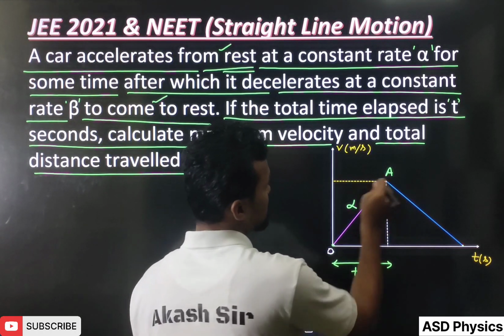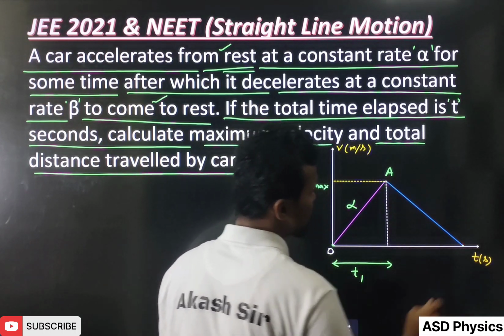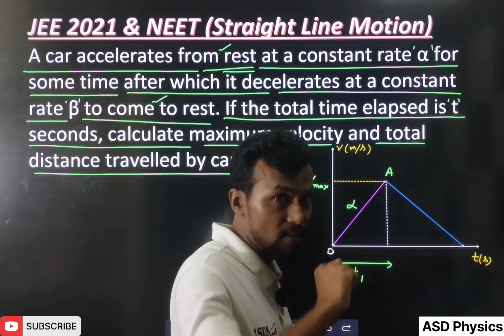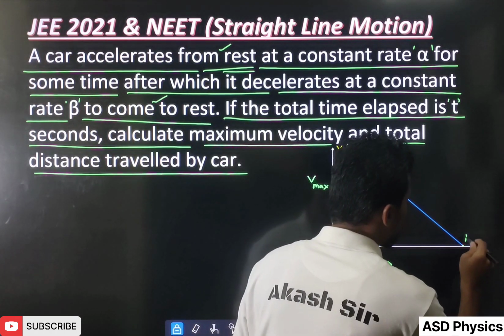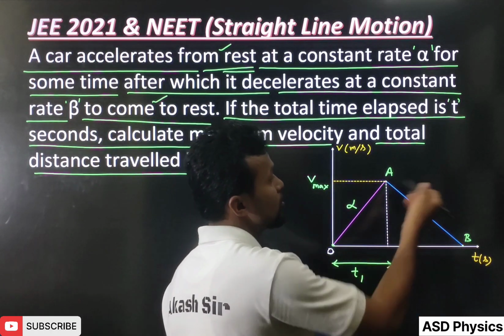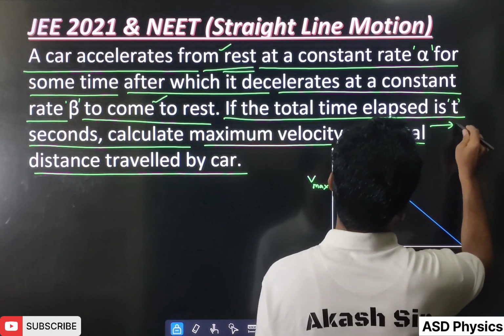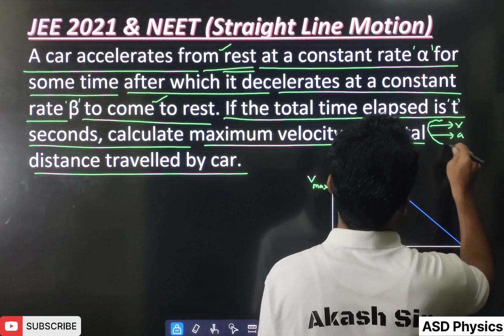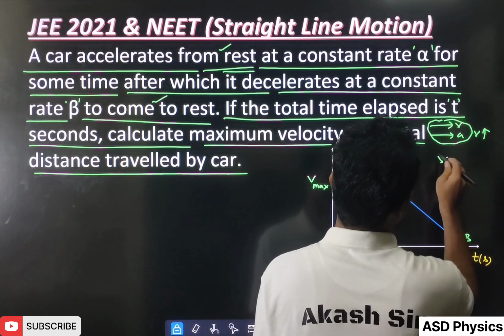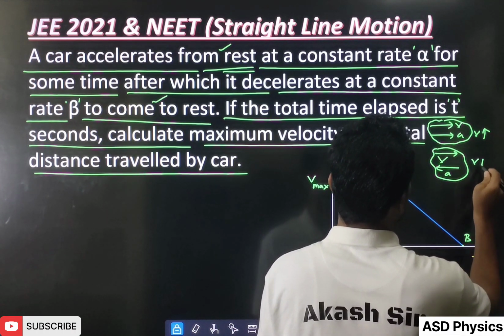After that, it will reach the maximum velocity. This is the maximum velocity. And after that, it will start decelerating. That means the brakes are applied. O to A, accelerator, but from A when it comes to rest, brakes are applied. So in this situation, if the velocity is positive, acceleration has to be negative. Because you know very well, when velocity and acceleration are in the same direction, velocity will increase. And when velocity is in this direction but acceleration in the opposite direction, velocity will decrease.